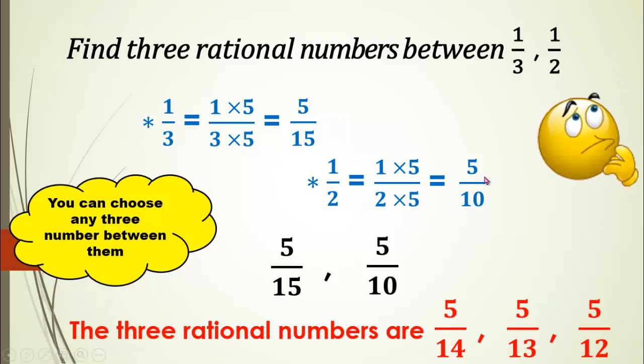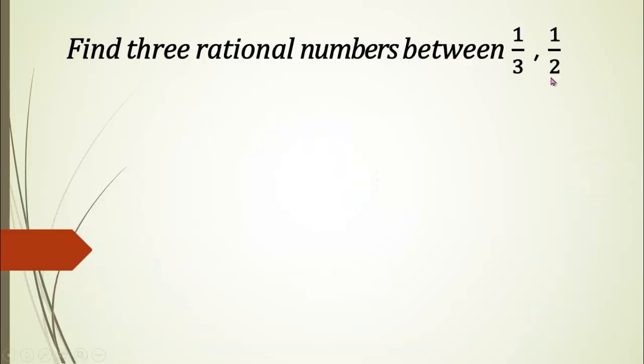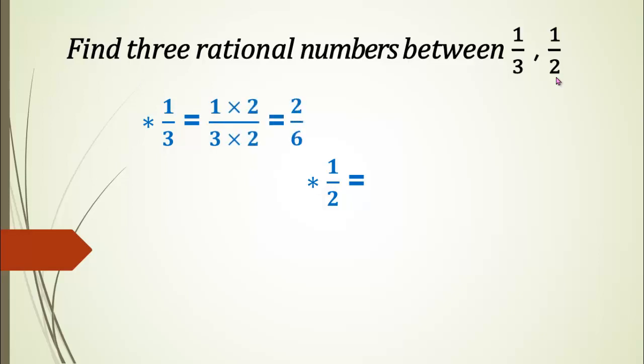But the question is, can I solve this question using another method? Yes, and let's go and see it. I want to answer this question now, not using the same numerator, but using the same denominator. So I'm going to ask myself, what is the number that I can find in timetable 3 and also in timetable 2? It's 6, right? So I'm going to multiply both the numerator and the denominator of 1 over 3 by 2 to get 2 over 6.